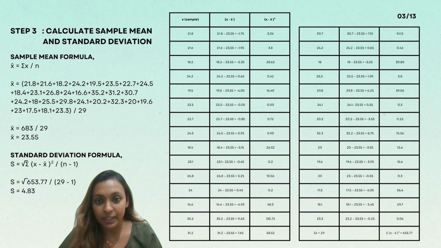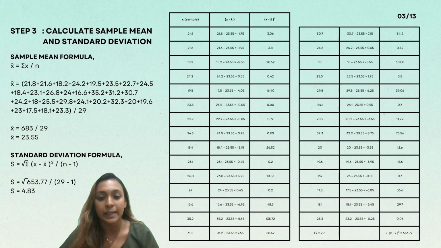After stating the hypothesis, we calculate the sample mean and the sample standard deviation. To find the sample mean, we add all 29 BMI values and divide by the total of 29 values. Therefore the sample mean is 683 divided by 29, which gives us 23.55. Next we calculate the sample standard deviation. First we find the difference between each BMI value and the sample mean. We square each difference and sum them together. The sum of squared deviations is 653.77. Using the sample standard deviation formula, we obtain a standard deviation of 4.83. These values will be used in the hypothesis test calculation.